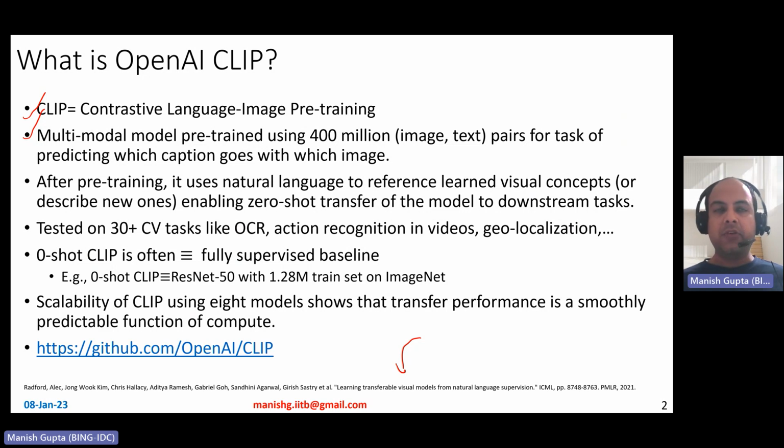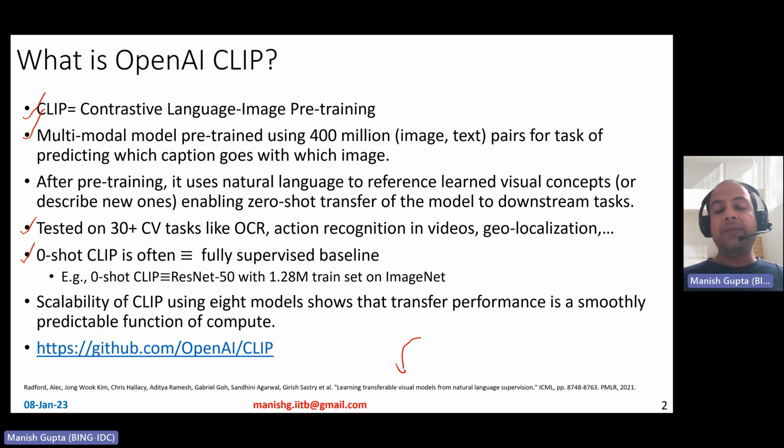So essentially, if you have a new classification task, you could still do that in a zero-shot setting by considering the class names as labels, as captions for the task. Okay. It has been tested on 30 plus computer vision tasks, including optical character recognition, action recognition on videos, geo-localization, and several other complex vision tasks.